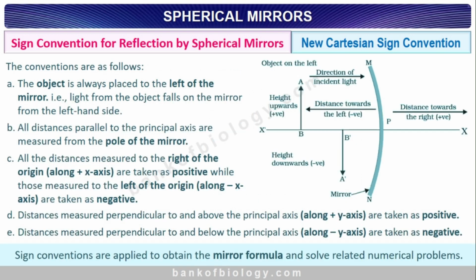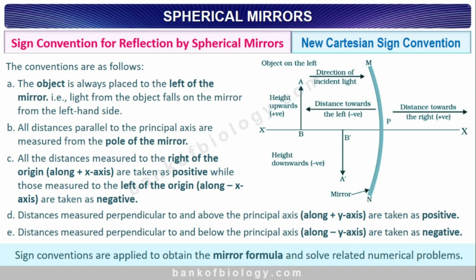The conventions are as follows. The object is always placed to the left of the mirror. Light from the object falls on the mirror from the left-hand side. All distances parallel to the principal axis are measured from the pole of the mirror.